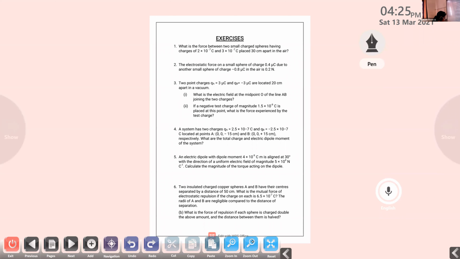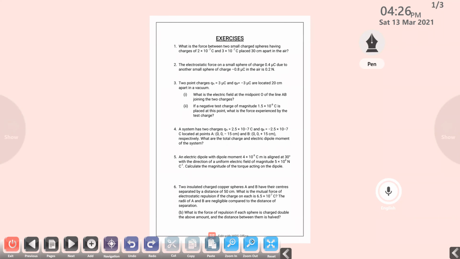I hope you have the NCERT textbook, right? All of them have the textbook? Or do you want to copy down this question? Yes or no? Yes, ma'am, we have this.